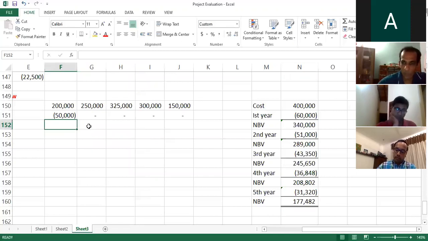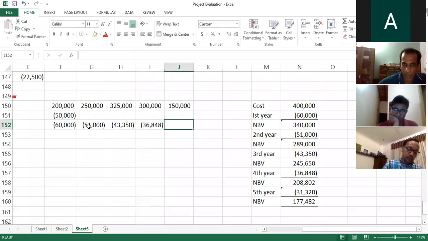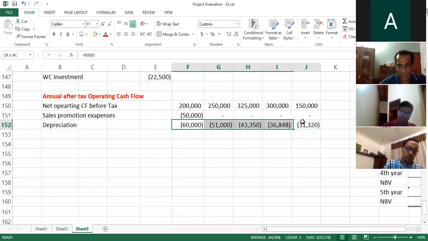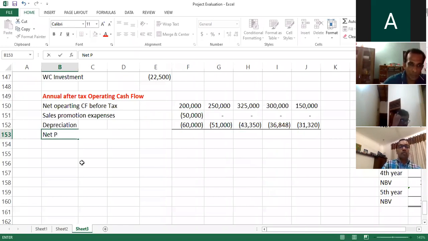Now it is easy. We can put the values here. First year 60,000. Second year 51,000. Third year 43,350. Fourth year 36,848. And fifth year 31,320. And when you deduct these values, then what is the answer you get? Then you get net profit before tax.